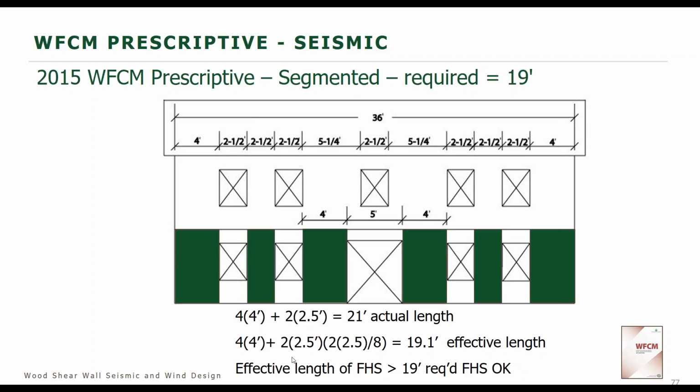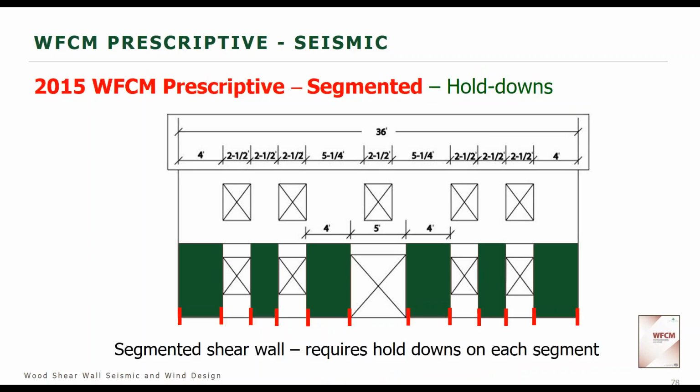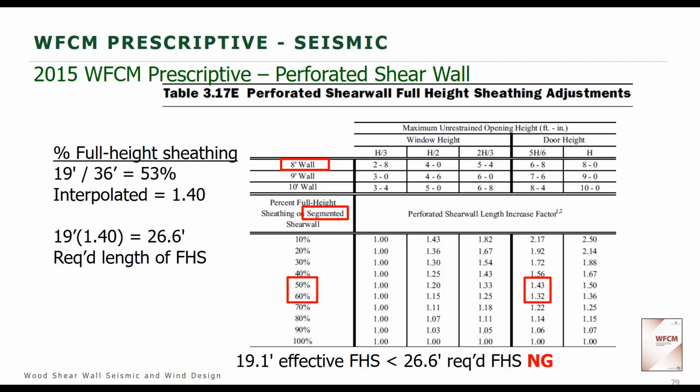And because the 2.5 shear wall doesn't meet the aspect ratio of 2:1, we've got to take into account that stiffness factor. And so we have an effective length of 19.1, which exceeds our required length. So we're good to go. And then similarly, we'll have to have shear hold downs at each end of those full height segments.